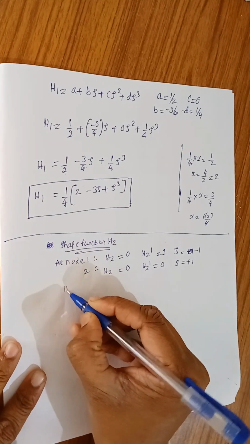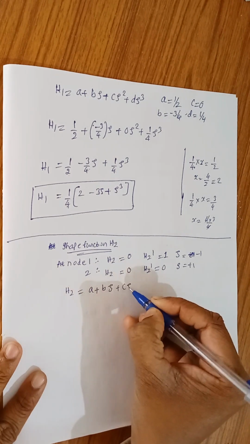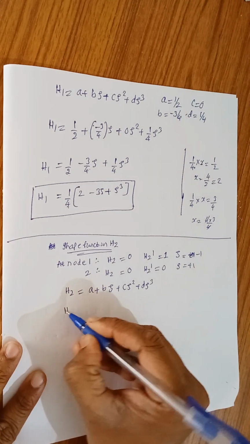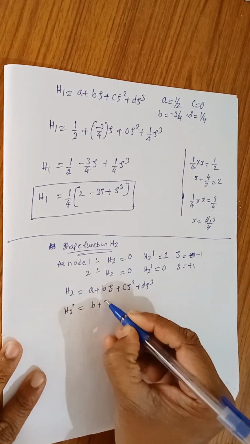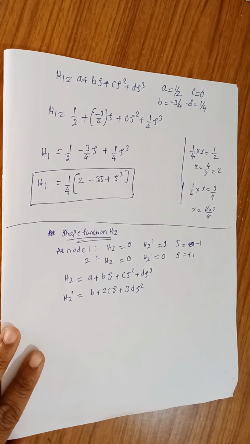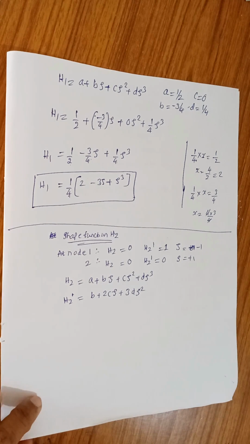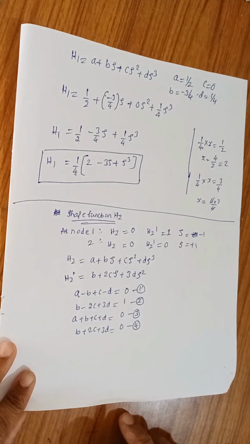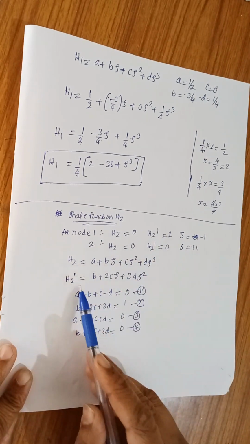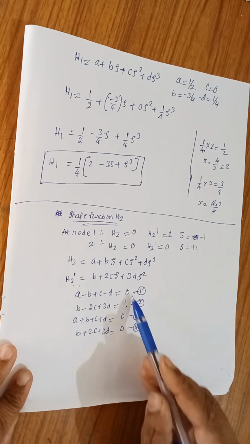Once you substitute all these values, the value of h2 is going to be a plus b zeta plus c zeta square plus d zeta cube. This is going to be the equation. And when you differentiate that, you get b plus 2c zeta plus 3d zeta square. Once you substitute all these values, let me write that quickly. You can see clearly I have just substituted all this. Whenever you substitute these values, h2 dash is going to be 1. That's why here it's going to be 1, because this is h2 dash, and all other things will be 0.